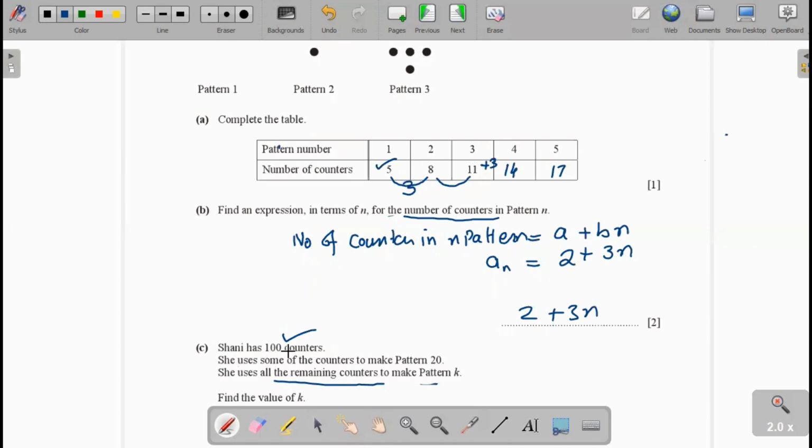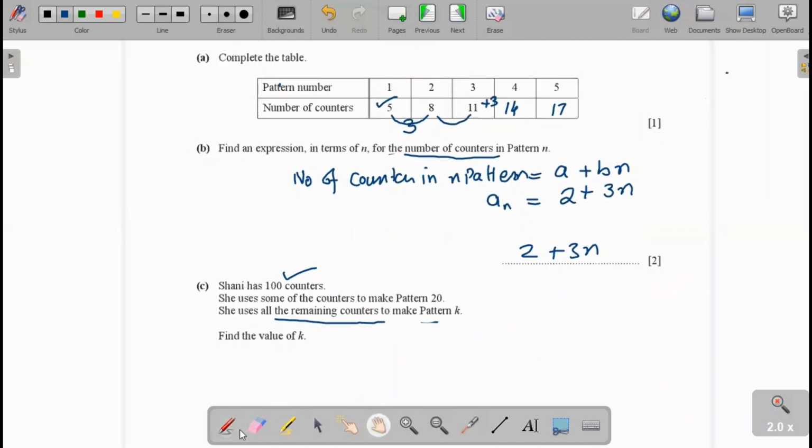In part C, Shani has 100 counters. She uses some of the counters to make pattern 20. She uses all the remaining counters to make pattern K. Find the value of K. For the number of counters used to make pattern 20, first of all, we find the number of counters in pattern 20. You know very well the formula for the number of counters is 2 plus 3n.